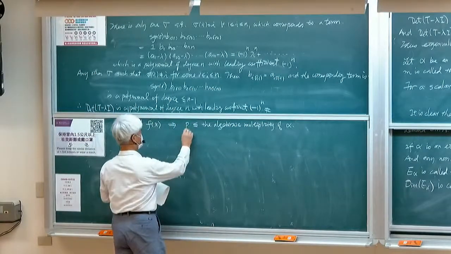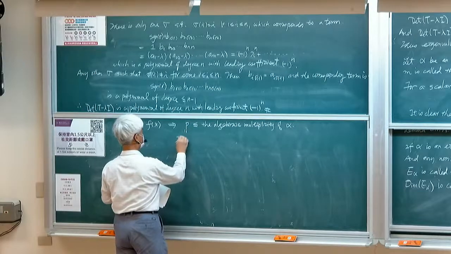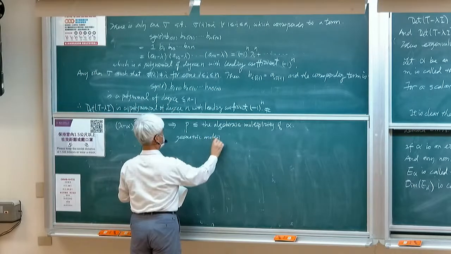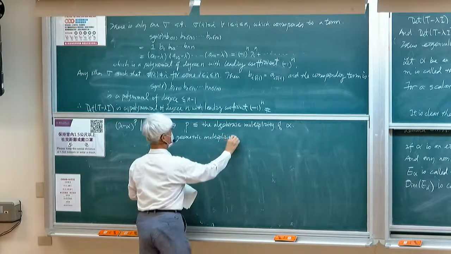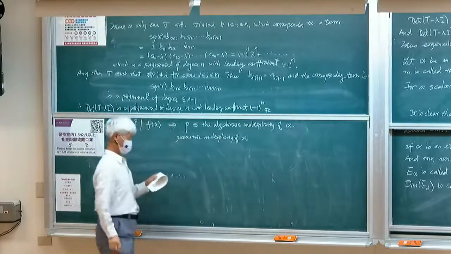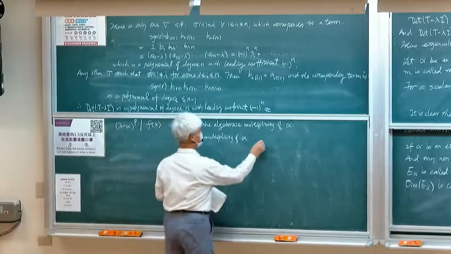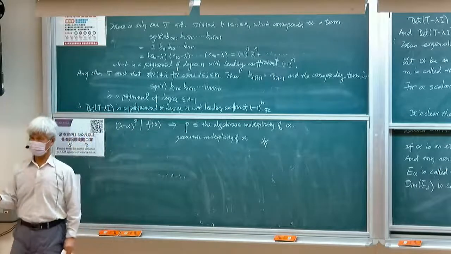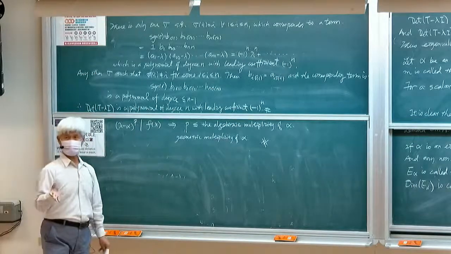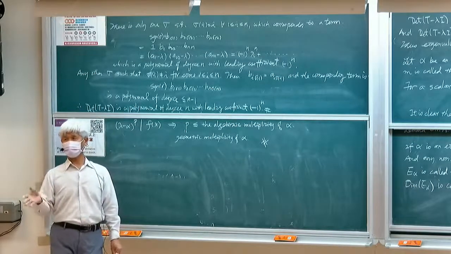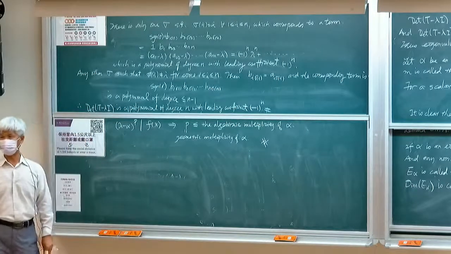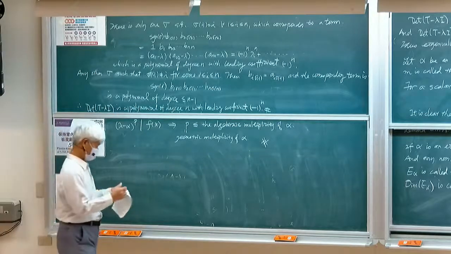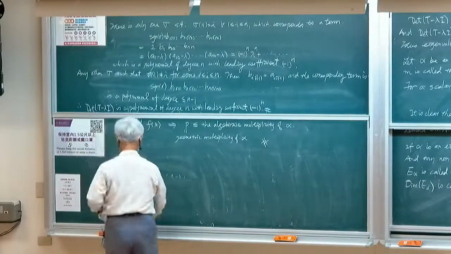So P is less than or equal to the algebraic multiplicity. But what is P? P is our geometric multiplicity of alpha already. Okay? So we have done. So for every eigenvalue alpha, its geometric multiplicity will be less than or equal to its algebraic multiplicity. Okay? So that's the case.